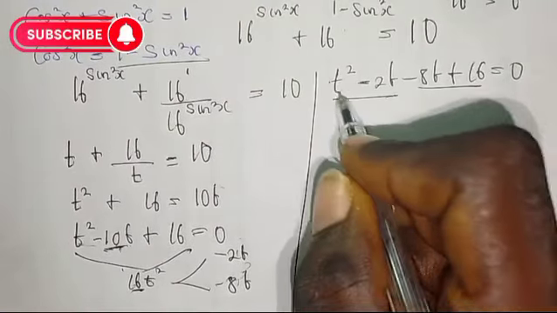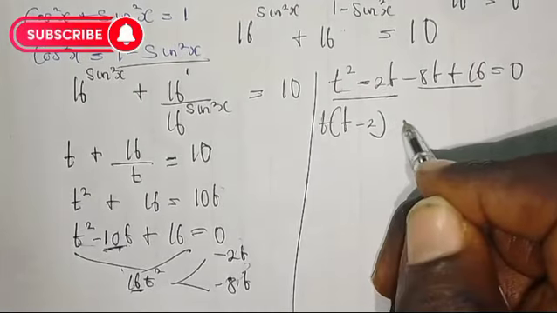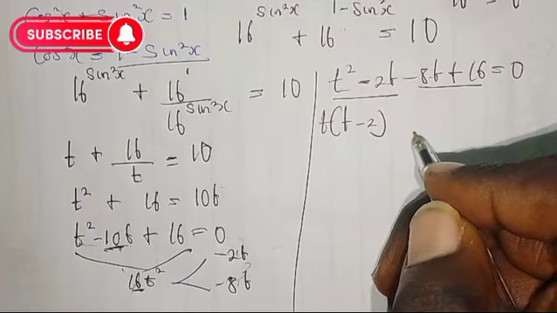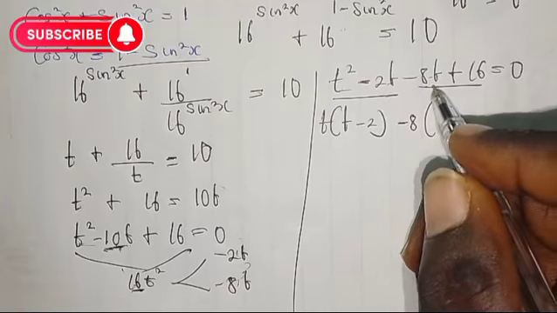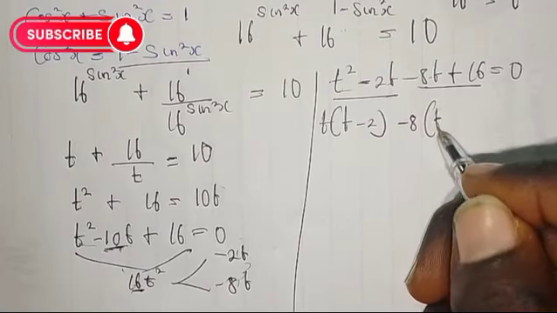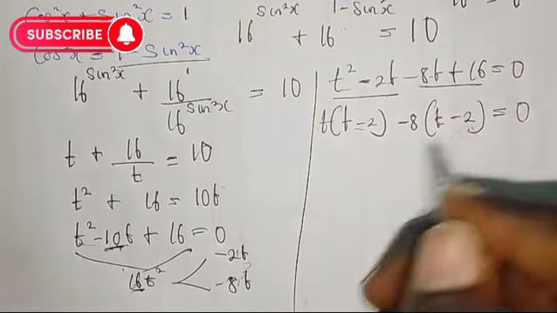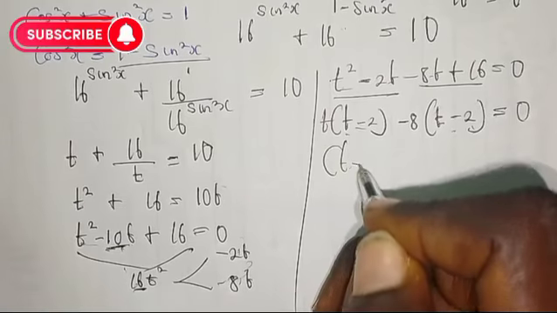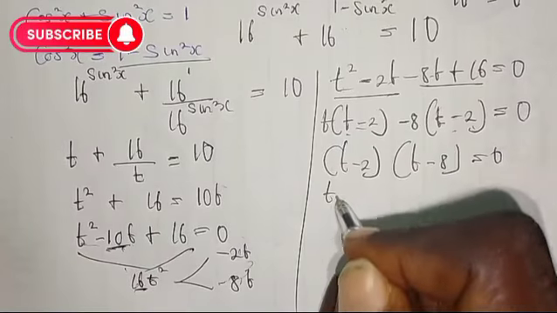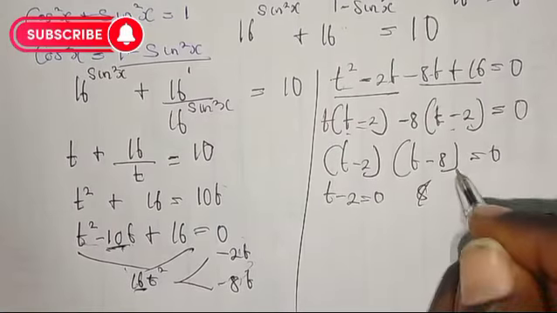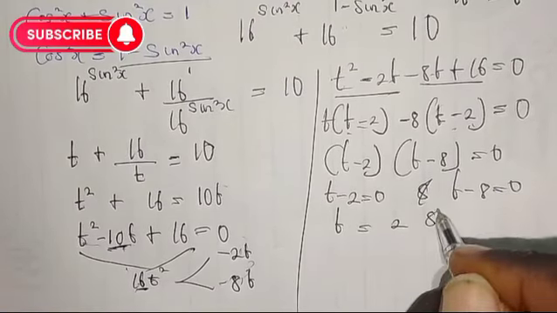Now group it. What's common here? t. When you factor it out, you have t minus 2 into bracket, right? What's common in these two? We have minus 8, right? So now when you factor it out, you are going to be left with t minus 2 into bracket, is equals to 0. Now, since these two are common, factor it out, you have t minus 2 into bracket, t minus 8 is equals to 0, which implies that t minus 2 is equals to 0, right? And t minus 8 is equals to 0. So we have two values for t, which is 2 and 8.